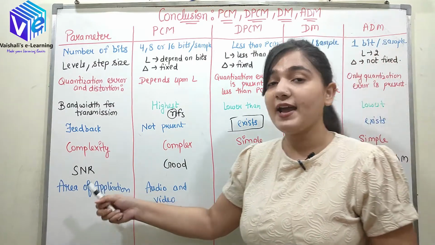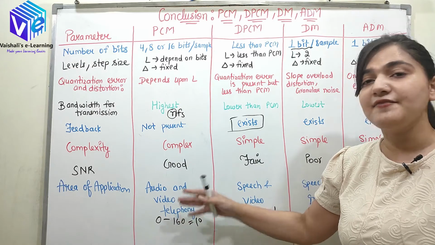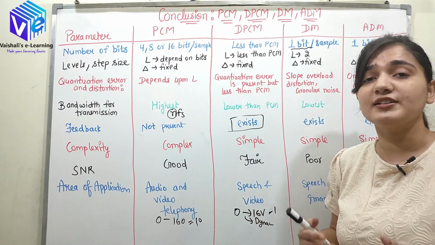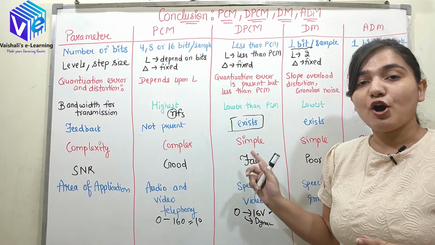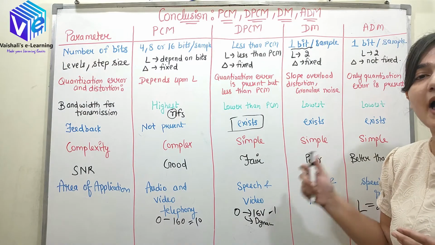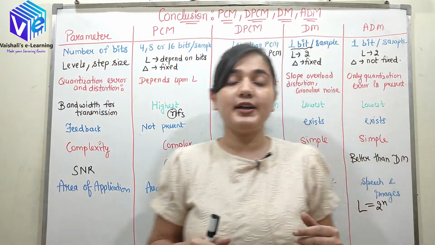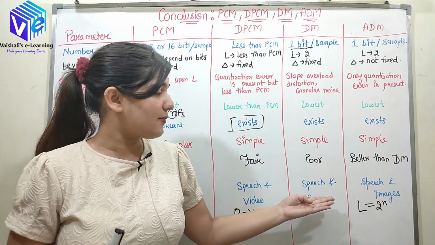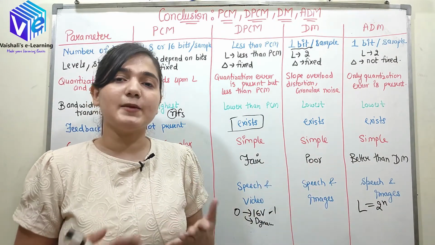So now coming to the area of application. Here it is used in the audio and video telephony. I already told you that it is used in the space communication as well. Now if I talk about the differential pulse code modulation, it is used in the speech and video transmission. Now if I talk about the delta modulation and adaptive delta modulation, you can see it is used in the speech and images transmission.